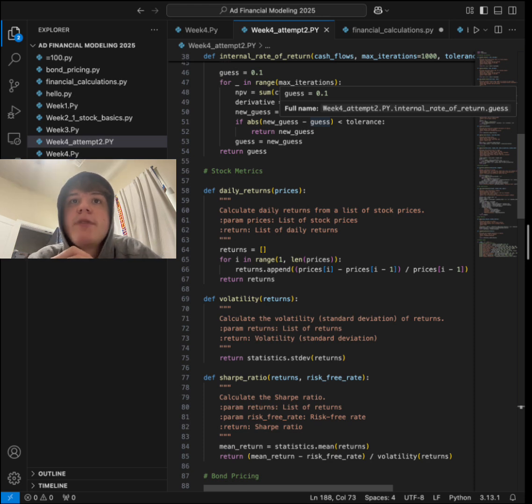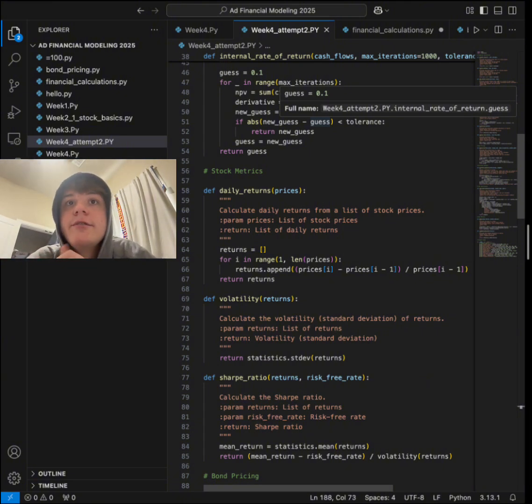Def daily returns, prices. Calculate daily returns of a list of stock prices, param prices, a list of stock prices, return list of daily returns. So then the returns will be for i in range 1, len prices, returns dot append prices i minus 1 divided by prices i minus 1, return returns. Then volatility, def volatility returns, calculate the volatility, standard deviation of returns, param returns, list of returns, return volatility, standard deviation, return statistics standard deviation returns.